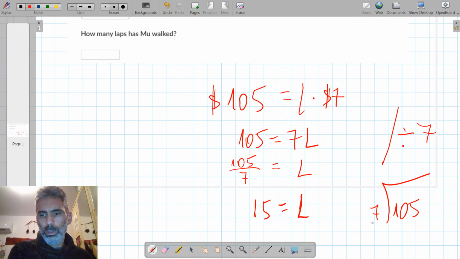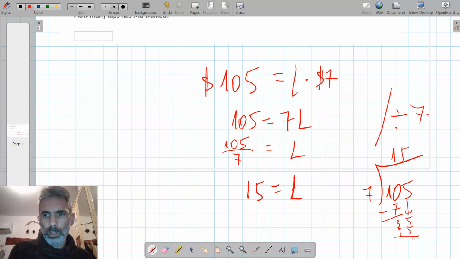Just to make sure, 7 goes into 10 one time. 1 times 7 is 7. 10 minus 7 is 3. Bring down the 5. 7 goes into 35 5 times. 5 times 7 is 35. No remainder. So L is indeed 15.